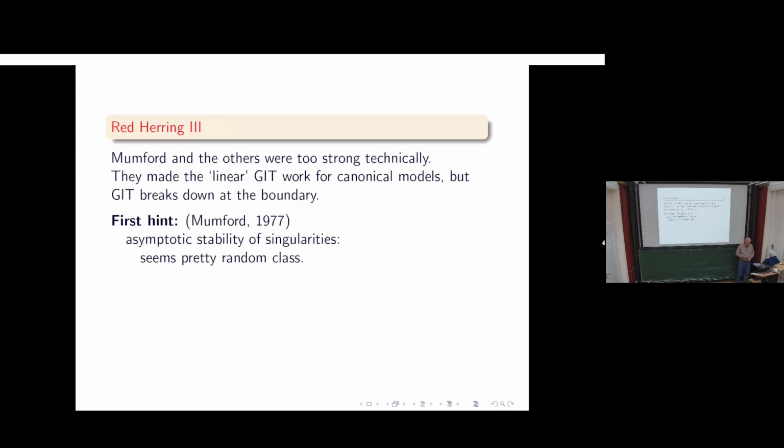But I think this was another red herring. The other problem was that Mumford and these others were too strong technically. GIT is an essentially linear theory, and so it works very well for linear objects, like sheaves. Sheaves are basically linear objects, and there GIT works excellently. But algebraic varieties are nonlinear objects.